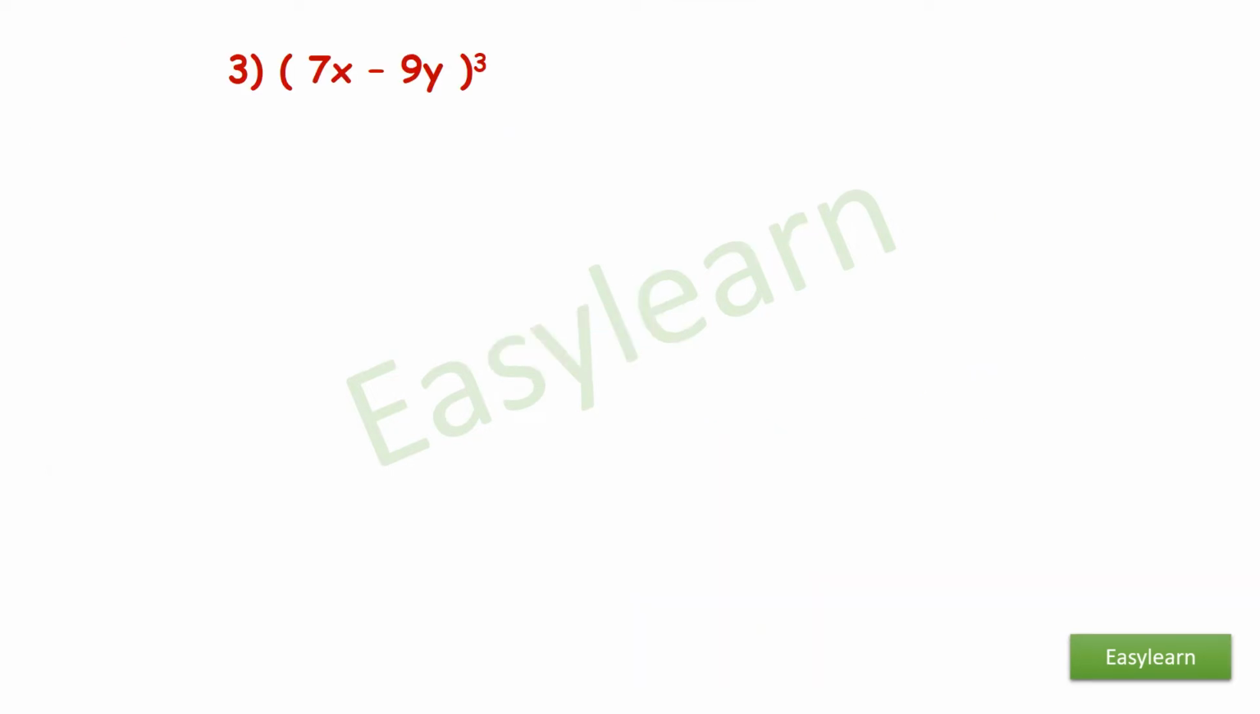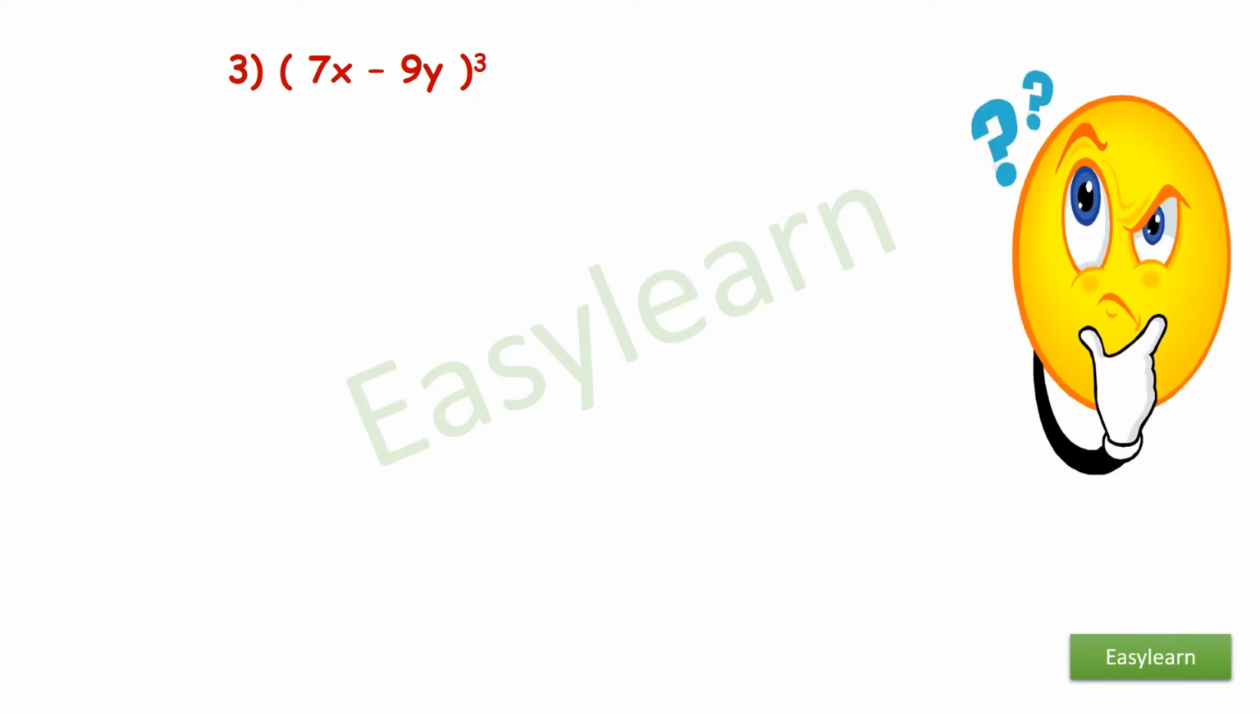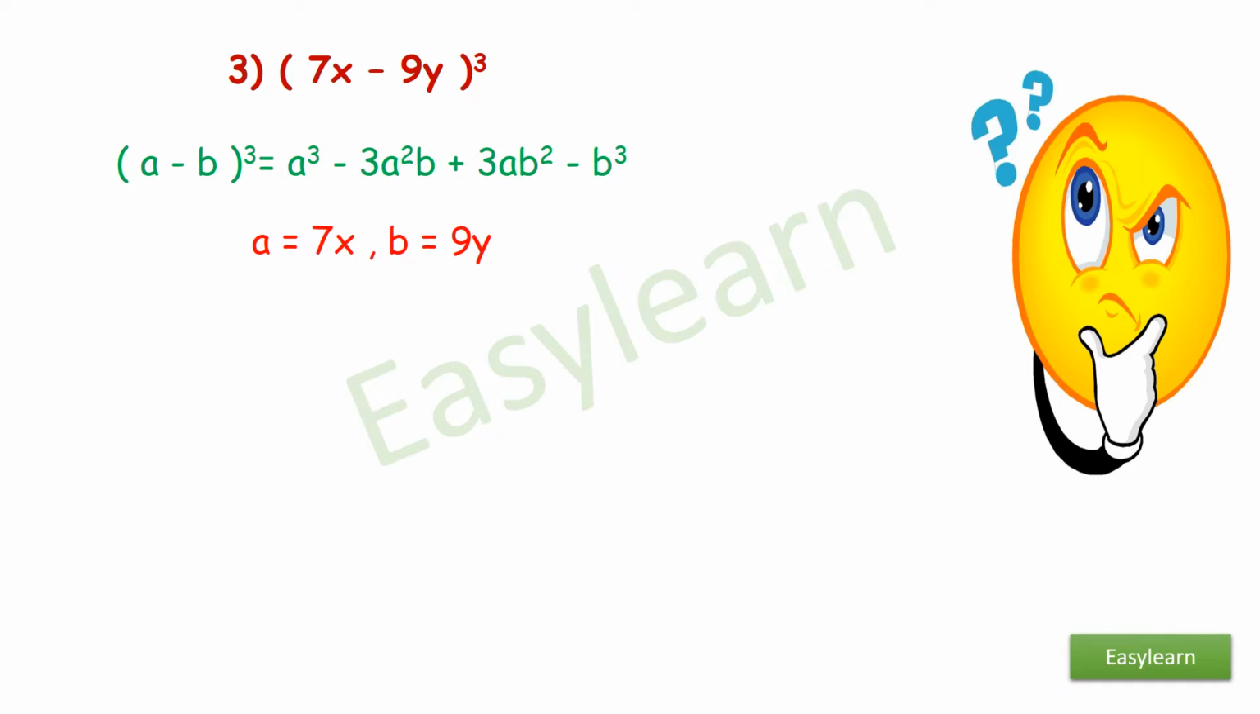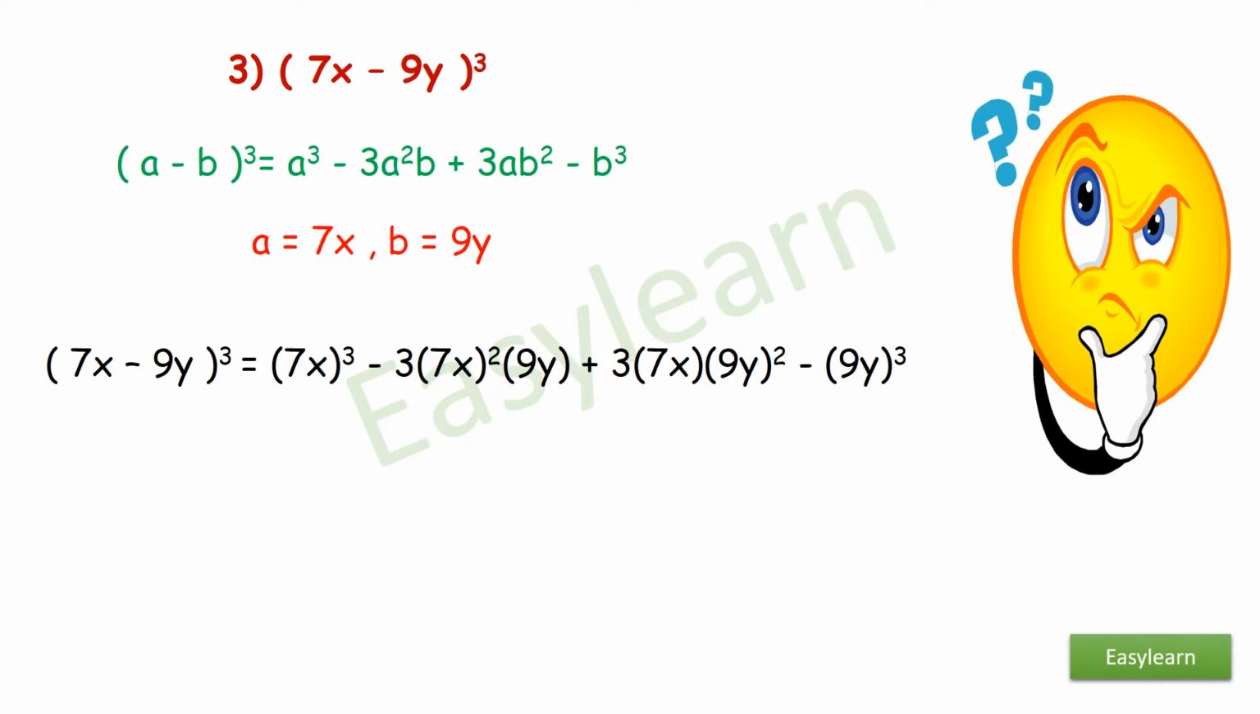Third, 7x minus 9y the whole cube. Again, the first step, the formula. Then write the value of a as 7x, b as 9y. Substitute these values of a and b in the formula. We get 7x minus 9y the whole cube is equal to 7x the whole cube minus 3 into 7x the whole square into 9y plus 3 into 7x into 9y the whole square minus 9y cube.